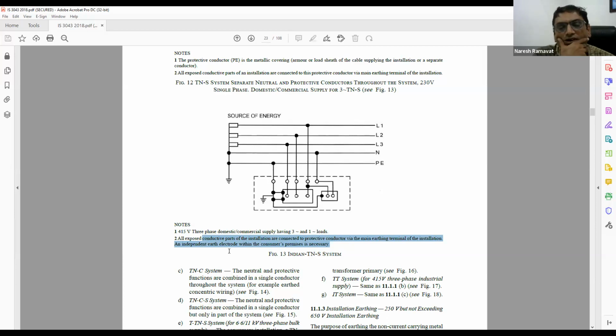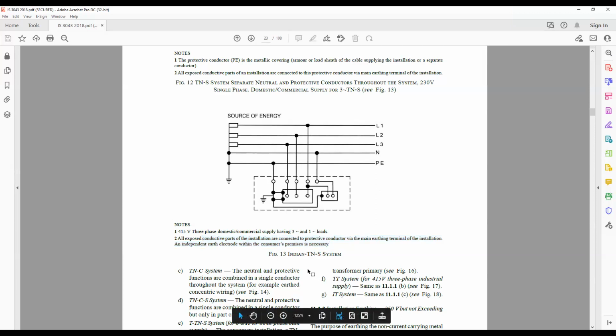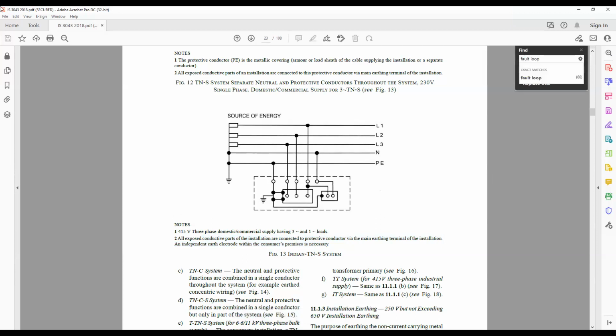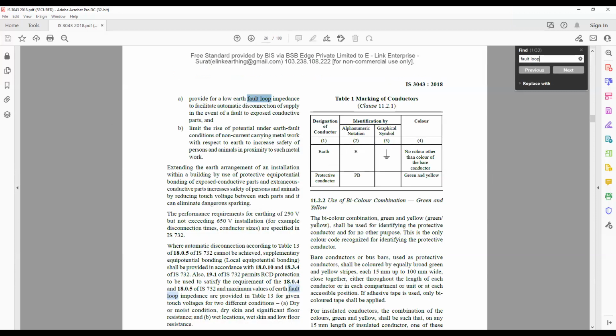Now, can you share, sir, can you search fault loop, for example? Control F. Fault loop. You see, it is written in how many places? 66. If you delete one line, if you delete, then it comes 33.